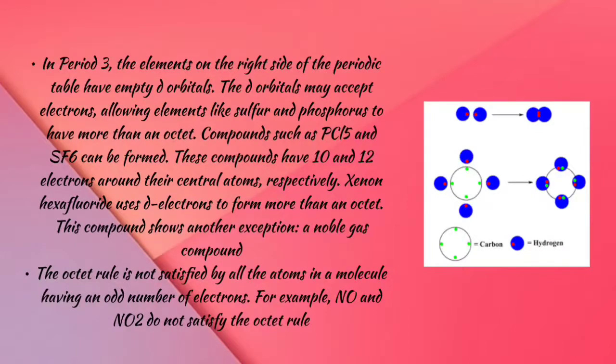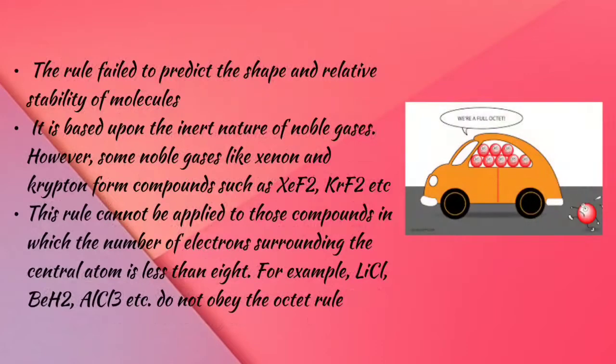The octet rule is not satisfied by all the atoms in a molecule having an odd number of electrons. For example, nitrogen oxide and nitrogen dioxide do not satisfy the octet rule. The rule fails to predict the shape and relative stability of molecules. It is based upon the inert nature of noble gases. However, some noble gases like xenon and krypton form compounds such as XeF2, KrF2, etc.